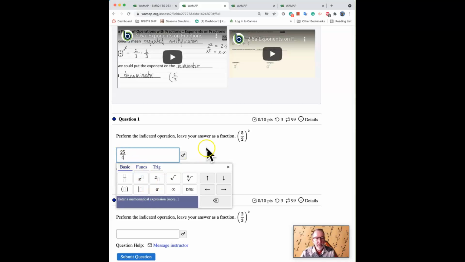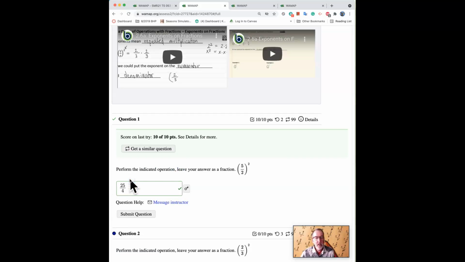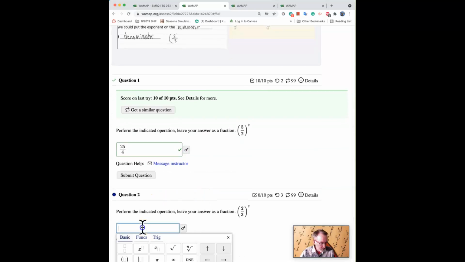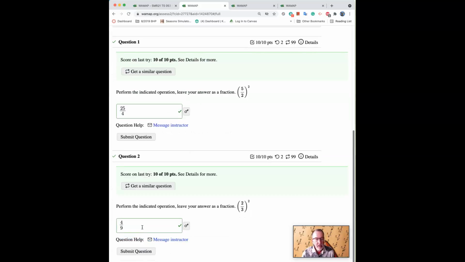25/4 was our first answer. Let's see how we did. Awesome, there's a green check. And the second one was 4/9. And just hit the enter key, and that one was also good.